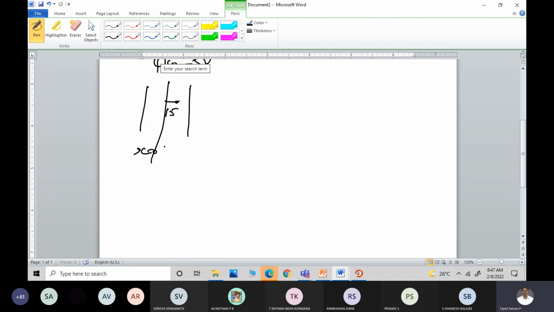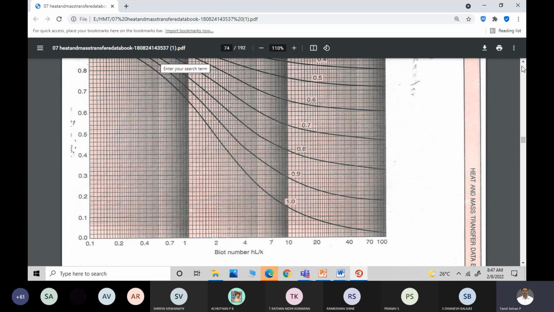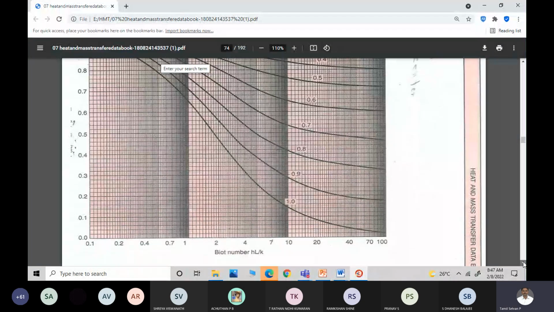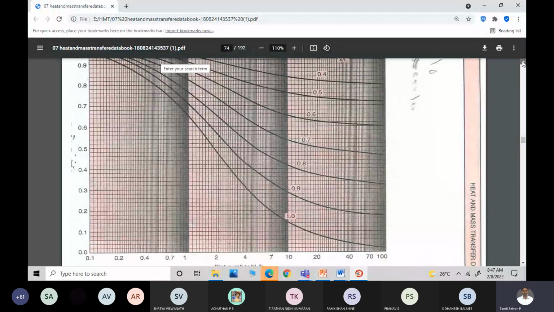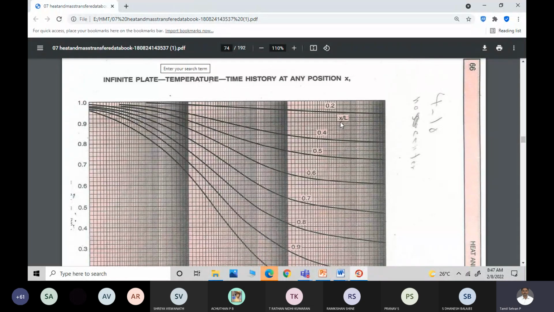All of you are able to understand? The total thickness is 60, divided by 2 is 30. 15 mm away from the center. So x by L is 15 by 30, which is nothing but 0.5. Am I correct? Now for this you have to take the second chart. In the second chart, the x-axis is Biot number HL by K, and the other one is x by L. So x by L is 0.5.